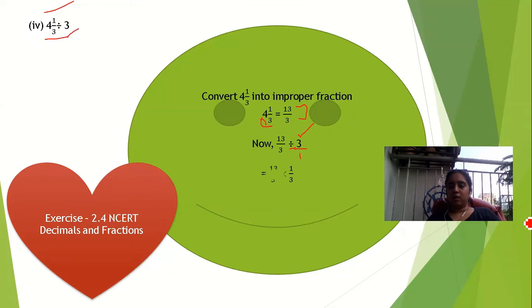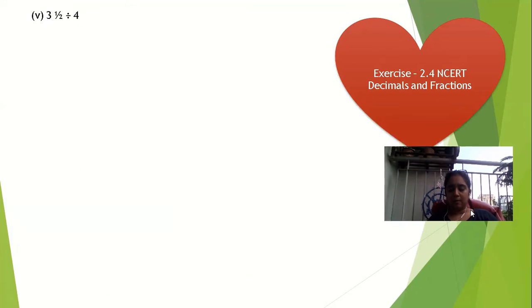So 13 upon 3 multiplied by 1 upon 3. Now we have to multiply the numerator values and the denominator values. So 13 multiplied by 1 is 13 and 3 multiplied by 3 is 9. So our answer is 13 upon 9.